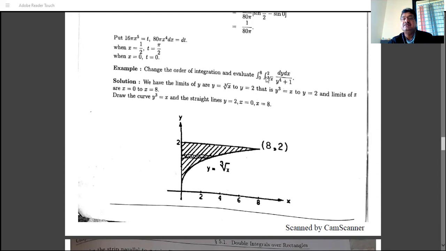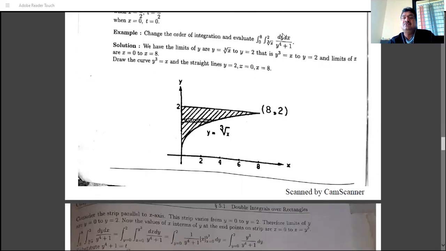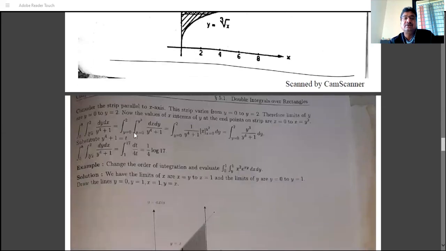Now here the integration is first with respect to y, and then with respect to x. The given integration is this, and we have to change the order, which means we have to integrate with respect to x first. That's why we take a strip parallel to the x axis. So this is the strip parallel to the x axis, and then this integration is equal to, instead of dy dx, dx dy. The 1 by y raised to 4 plus 1 stays as it is. There is no change in the integrand. The change is only in the limits. And what is the limit? X runs from.